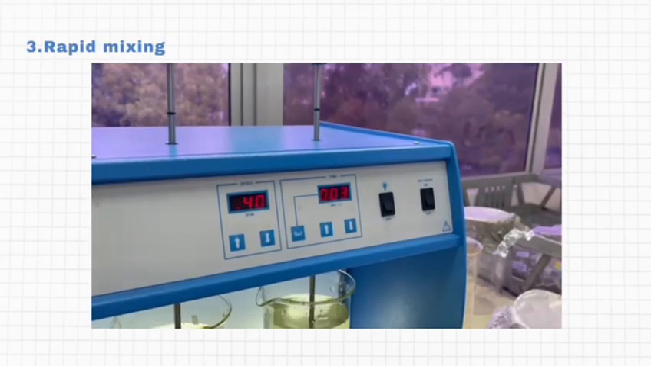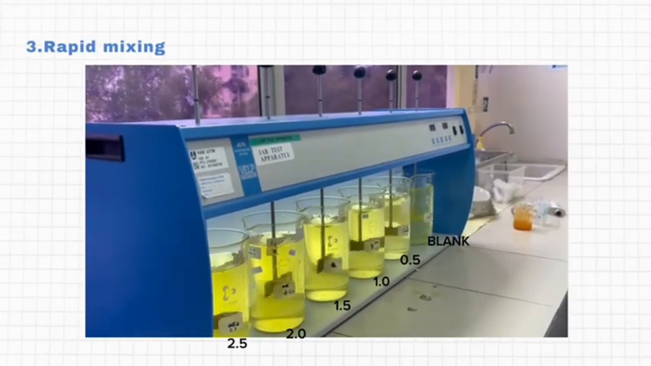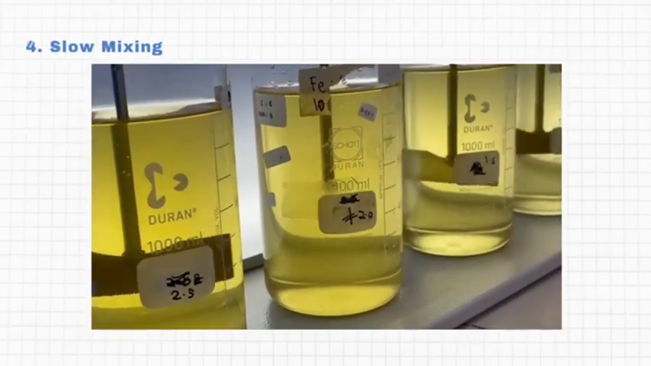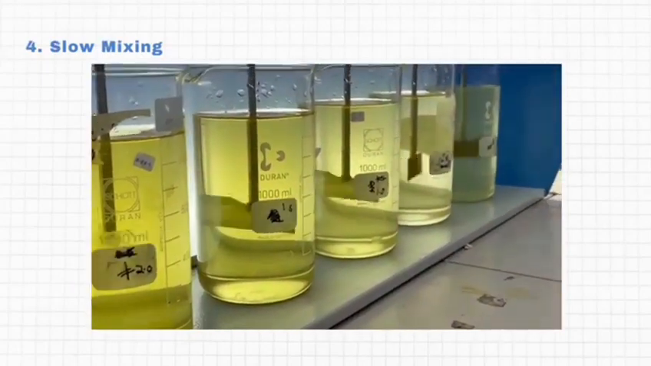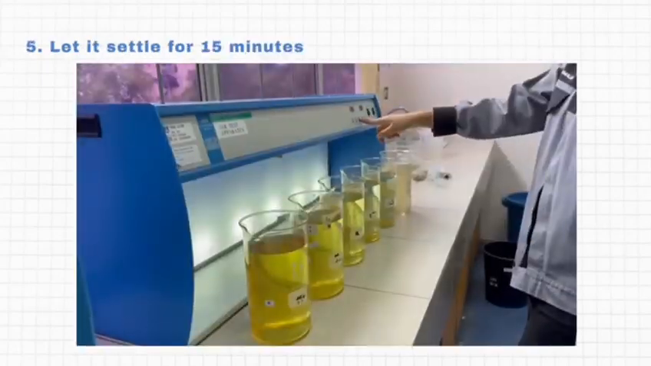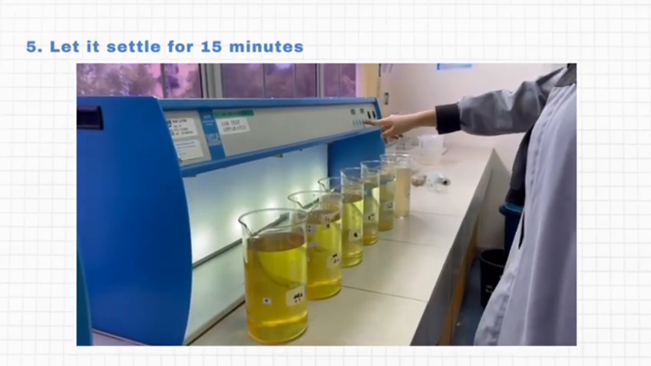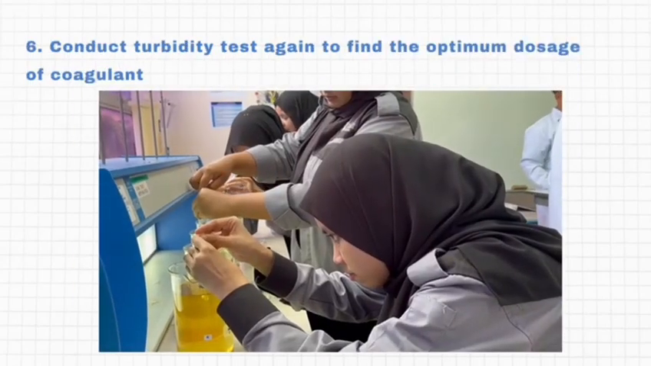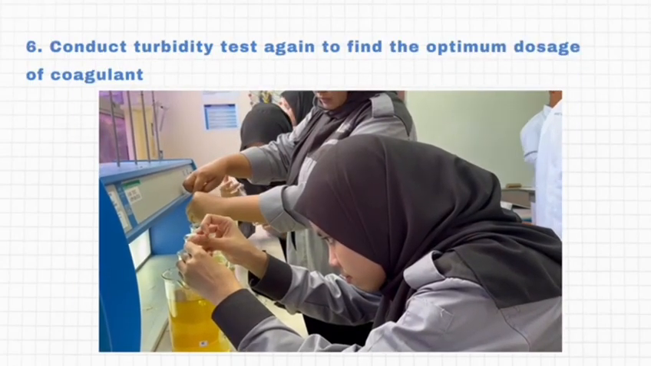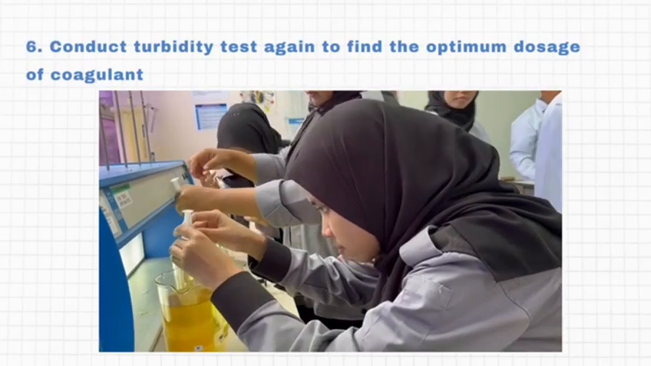Third, rapid mixing at velocity of 140 rpm for 3 minutes. Meanwhile, for slow mixing, the speed was 70 rpm for 5 minutes. And 5, let it settle for 50 minutes. Lastly, we need to conduct the turbidity test again to find the optimum dosage of coagulant from the graph.